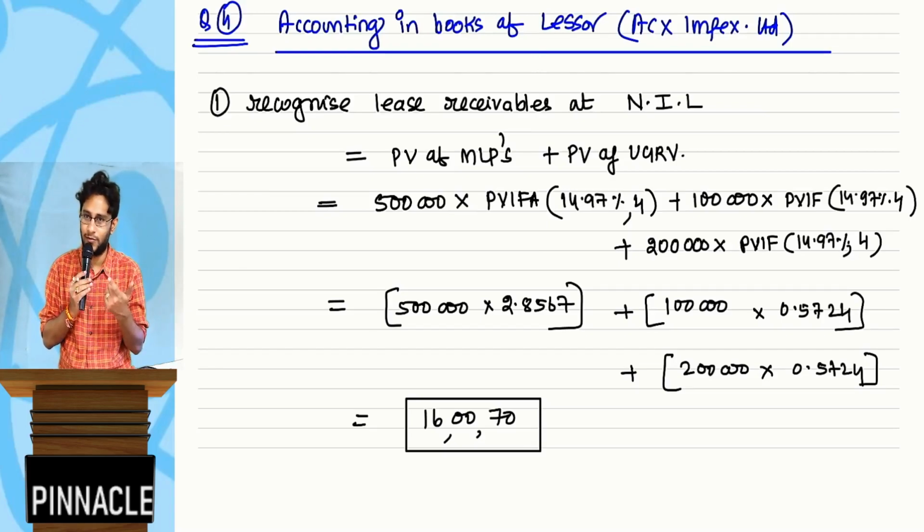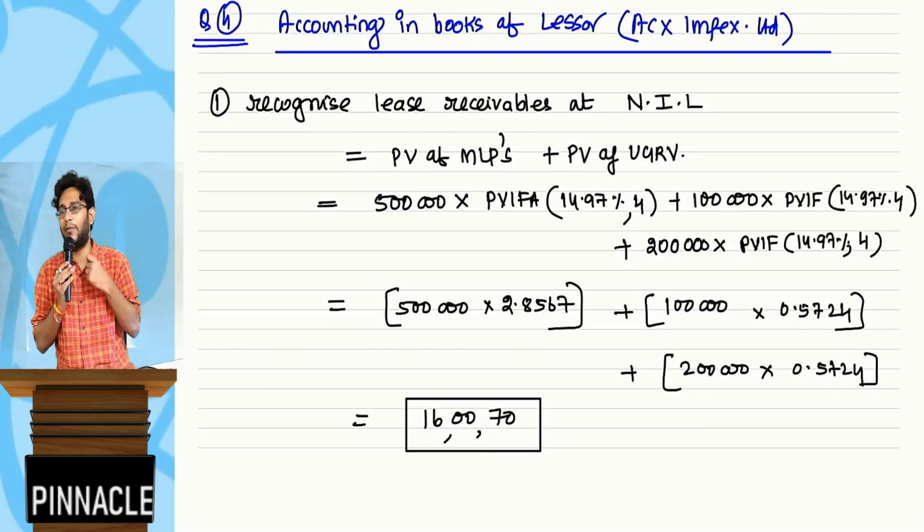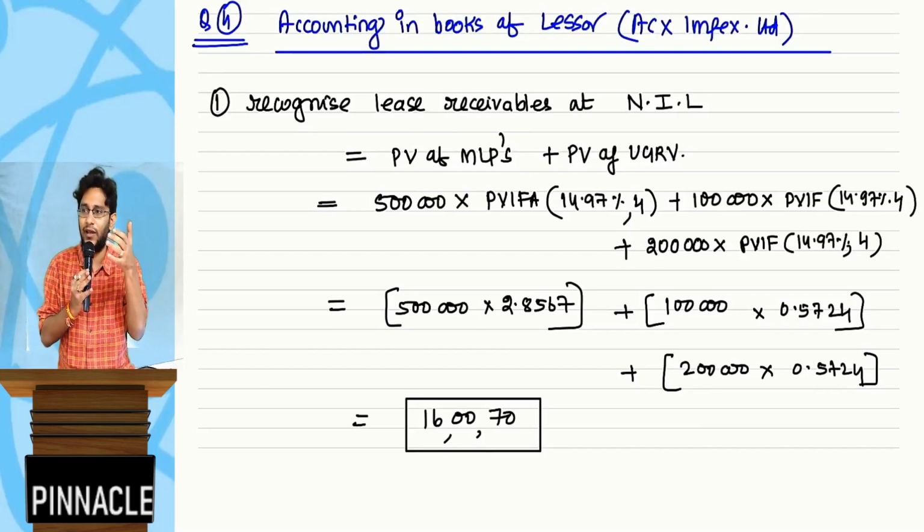Had you applied that, you would not need to calculate this. Why will they be same? Sir, PV of MLPs, if you discount with IRIL, you will be getting nil. IRIL definition, if you go and see, what did it say? Interest rate implicit in lease, that discounting rate which equates the PV of MLPs and PV of UGRV to the fair value of the asset. So nil and fair value both should be same.